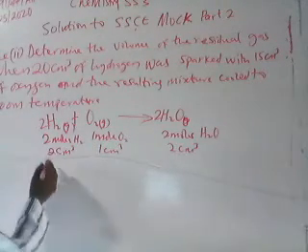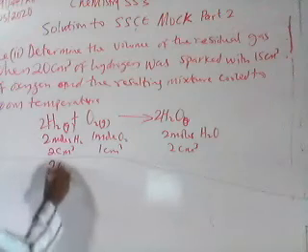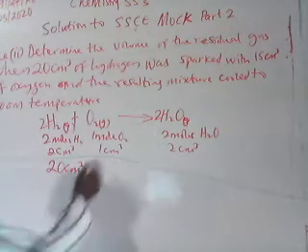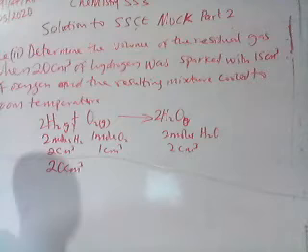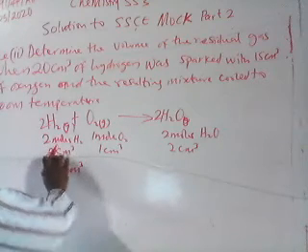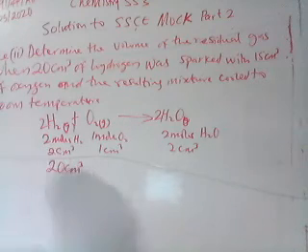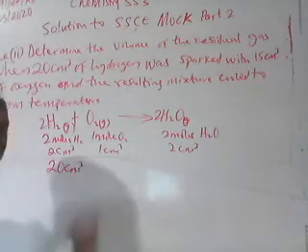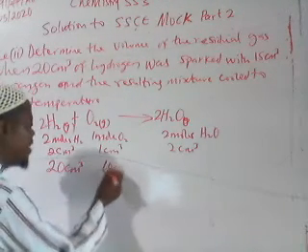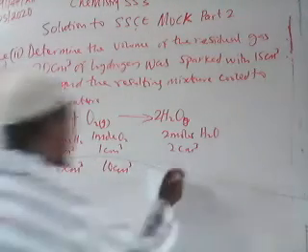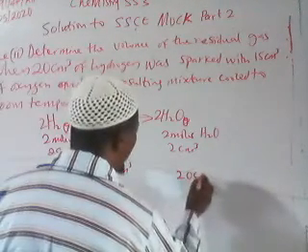If we now use 20 cm³, as the question says, what volume of oxygen will be needed? If you use 2 cm³ of hydrogen, you are going to need 1 cm³ of oxygen. So if you use 20 cm³ of hydrogen, it means you are going to need what? 10 cm³ of oxygen. And that will produce 20 cm³ of water vapor.